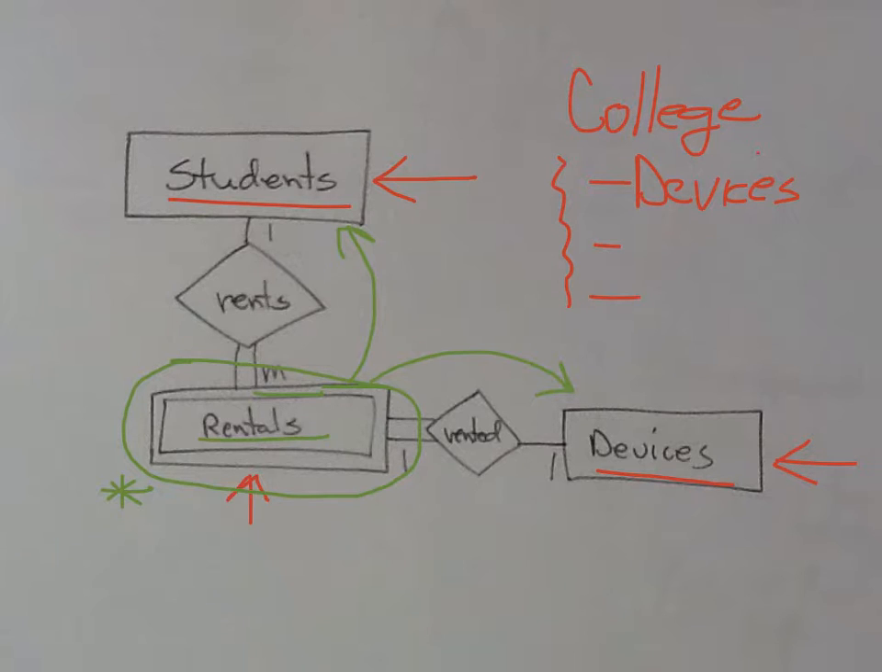We didn't go into all the details for this, but let's just take a look at a few of the things here. A student can rent many devices, but each device can only be rented once in the tables. If you have a rental, you must have it connected to a device, but a device doesn't have to be rented. A student doesn't have to rent a device, but if a device is being rented, there has to be a connection back to the student. Okay?